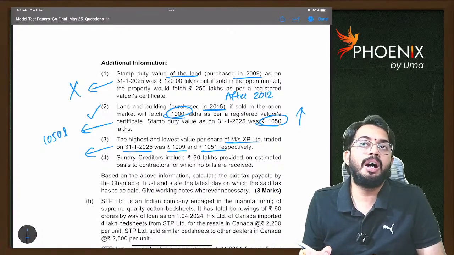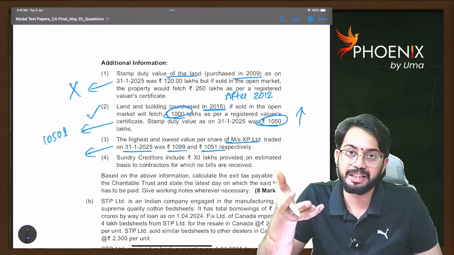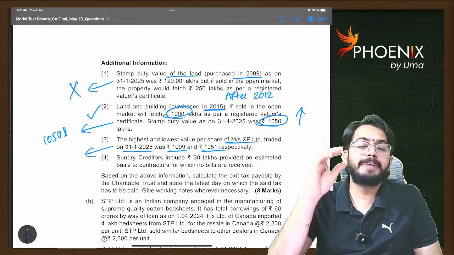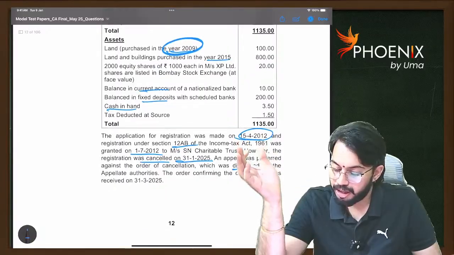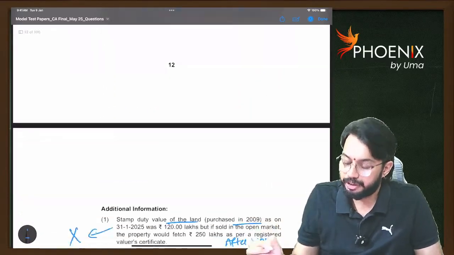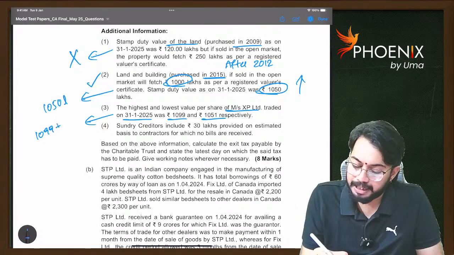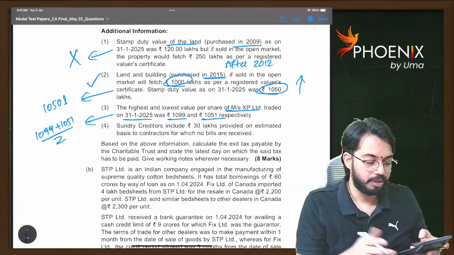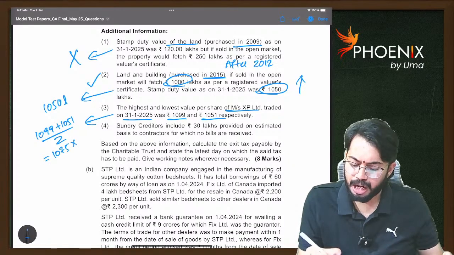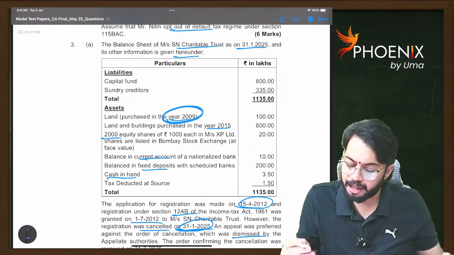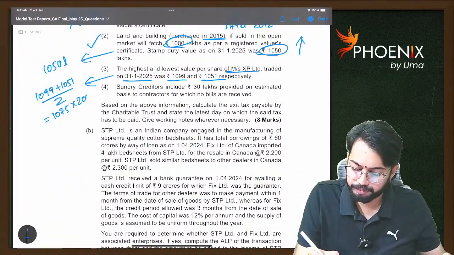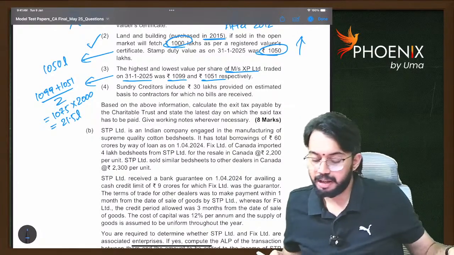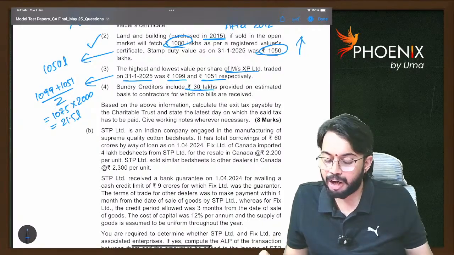Whenever you are valuing listed shares, you need to consider the average price as on the date of cancellation of registration. When registration was cancelled, 31st January 2025. So 1099 plus 1051 divided by 2. How much? 1075. Into number of shares. How many shares are there? 2000 shares. 21.5 lakhs.